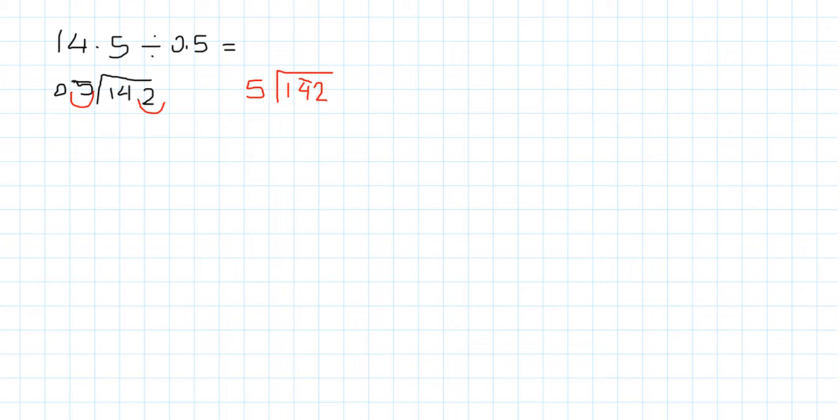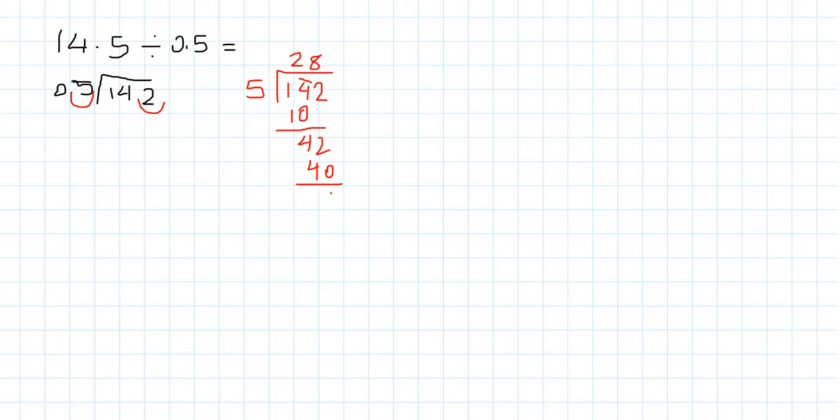It is 14. I ask how many 5 are there in 14. It is 2. 2 times 5 is 10. And the answer is 4 and 2 down. Now ask how many 5 are there in 42. It is 8. 8 times 5 is 40.